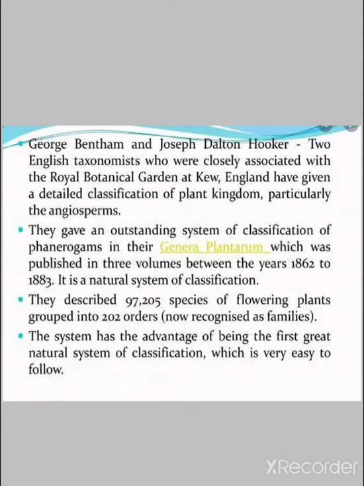The classification system given by Bentham and Hooker is a natural system of classification. They described 97,205 species of flowering plants that were grouped into 202 orders, which are also known as families. The system has the advantage of being the first great natural system of classification, which is very easy to follow.